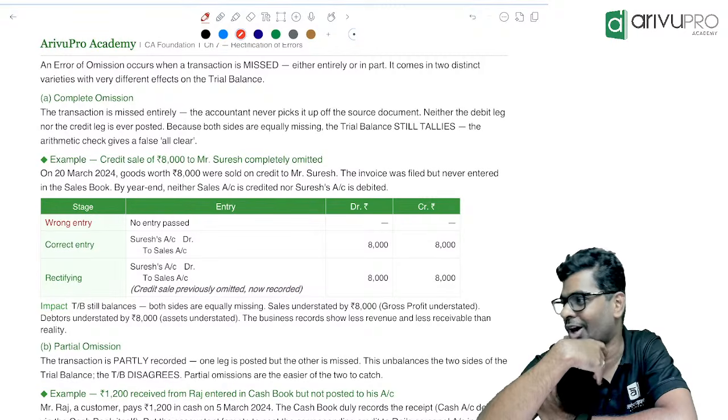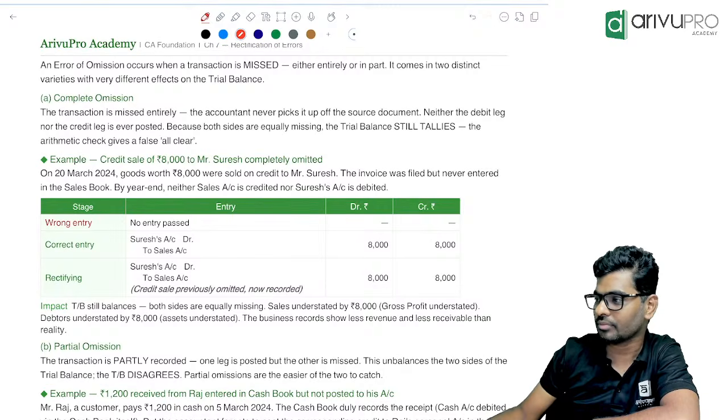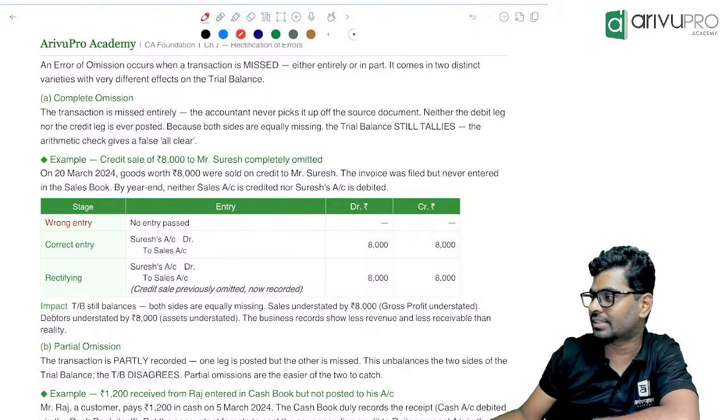The entry was not put at all. Therefore, you're gonna do what? Are you guys clear?